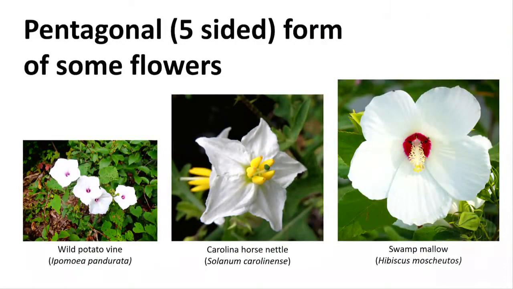And also the sides that we see of some of these flowers with these pentagonal shape flowers, like we see with wild potato vine or swamp mallow, Carolina horse nettle. A lot of times these flowers form these pentagon shape structures.